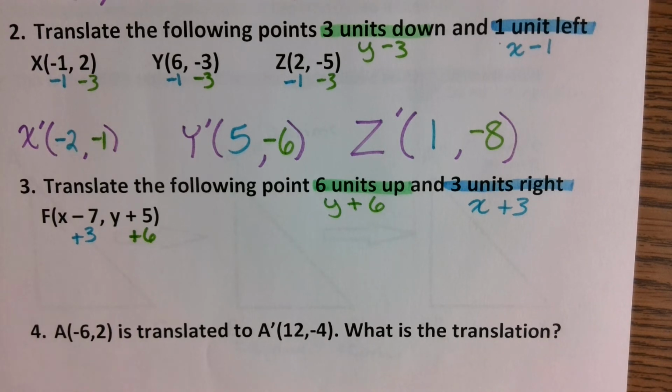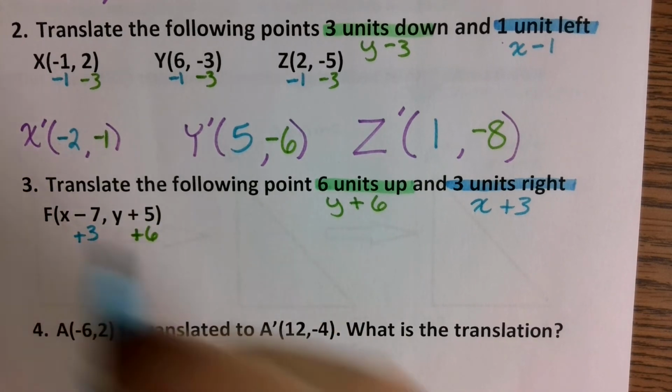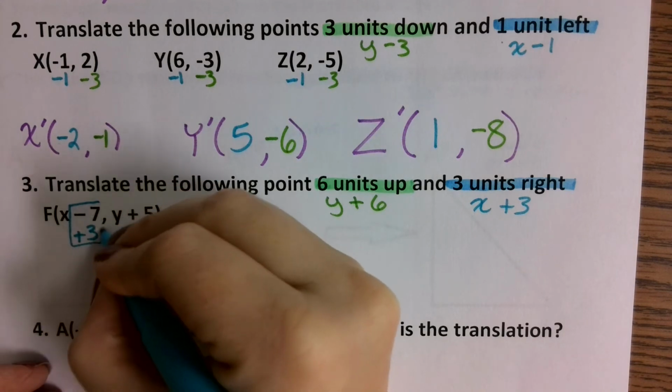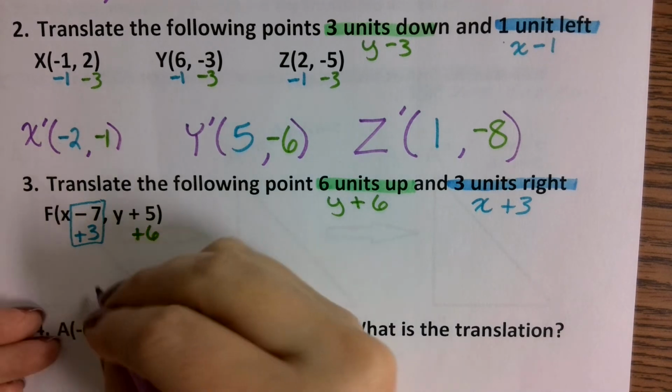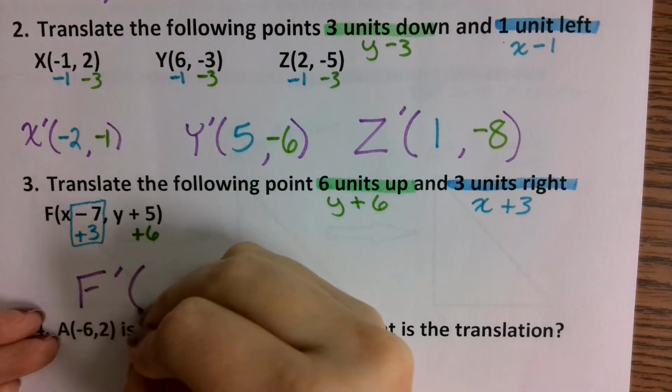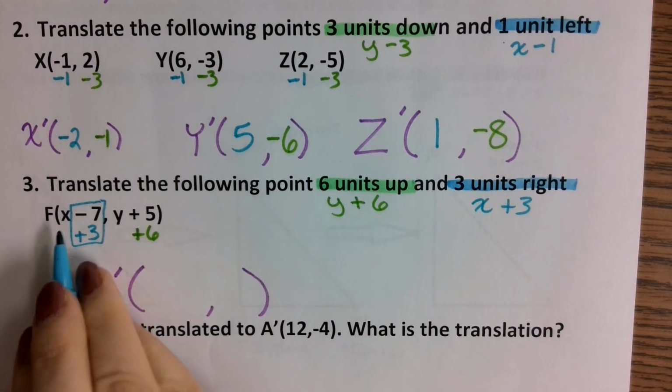So really, you're just rewriting these expressions. You're focusing on what x minus 7 plus 3 would be. So you're only focusing on the numbers. So what's negative 7 plus 3? Negative 4. So then our f prime, the x coordinate, now becomes x minus 4.